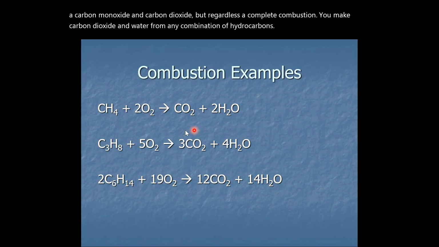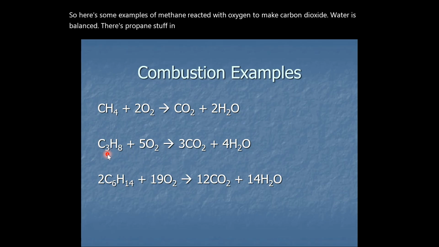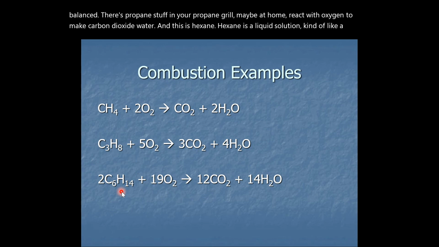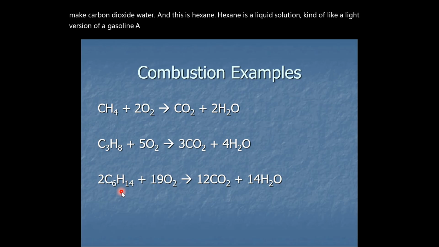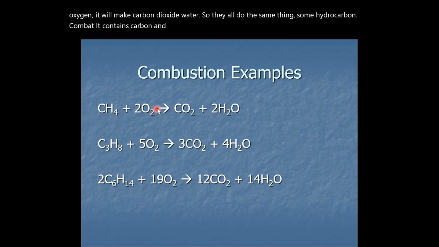So here are some examples. You've got methane reacting with oxygen to make carbon dioxide and water. Here it's balanced. There's propane, stuff in your propane grill maybe at home, reacting with oxygen to make carbon dioxide and water. And this is hexane. Hexane is a liquid, kind of like a lighter, less heavy version of gasoline. And when C6H14 reacts with oxygen, it will make carbon dioxide and water. So they all do the same thing: some hydrocarbon, a compound that contains carbon and hydrogen, reacting with oxygen to make carbon dioxide and water.